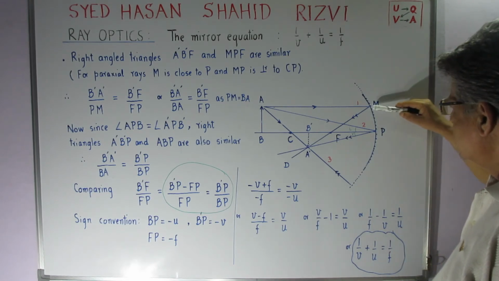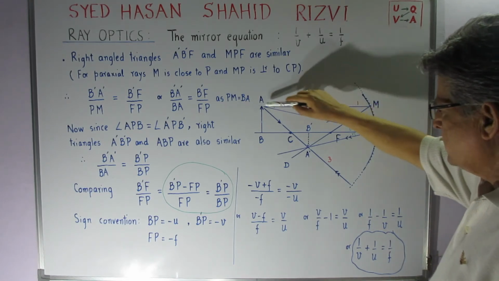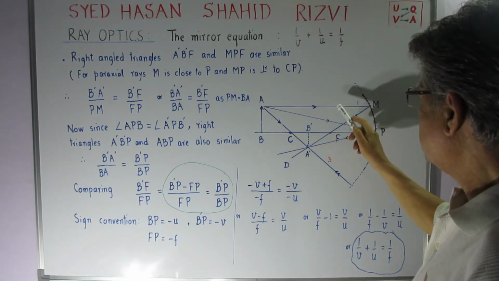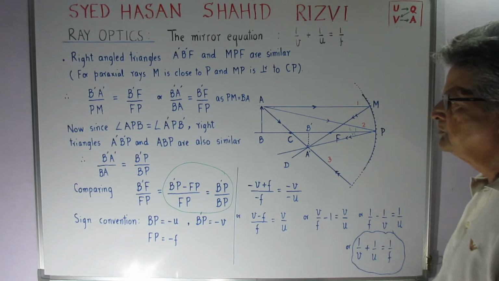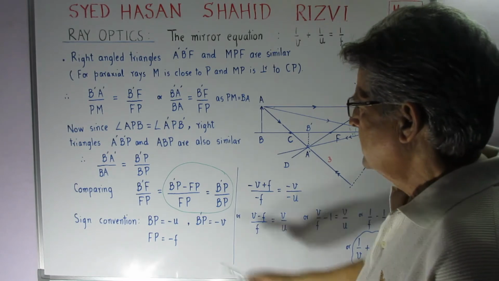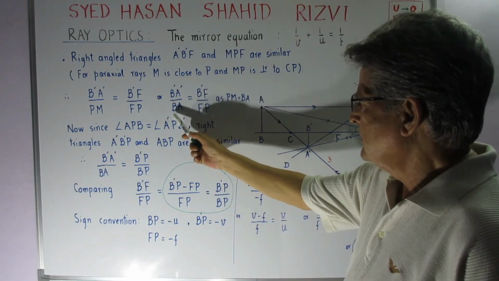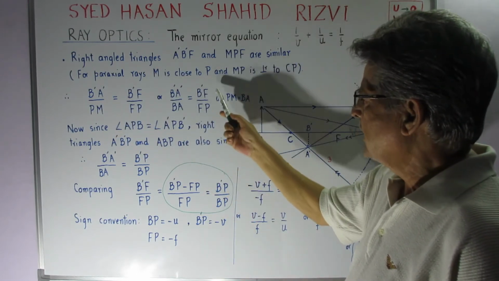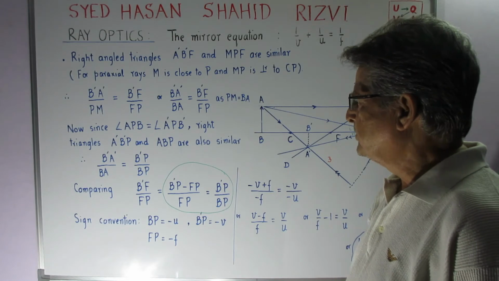But this MP is equal to AB, this ray number 1 being parallel to that. So I can write B prime A prime upon, instead of PM I can write BA, is equal to B dash F upon FP, as PM is equal to BA.